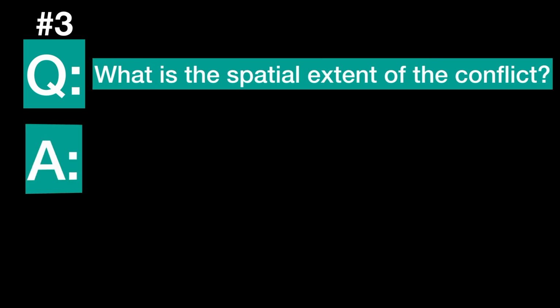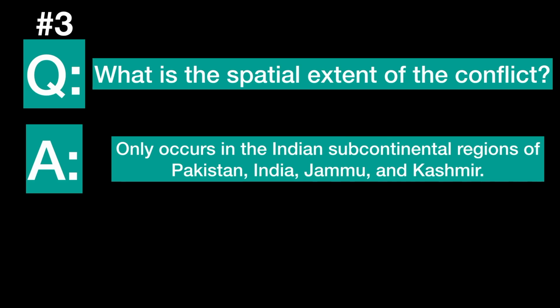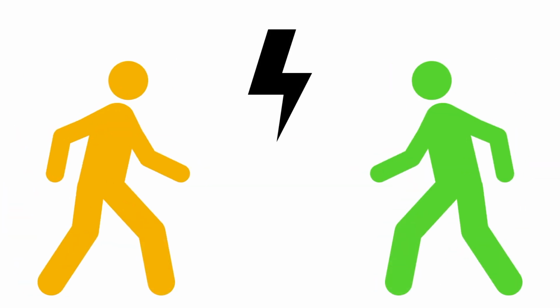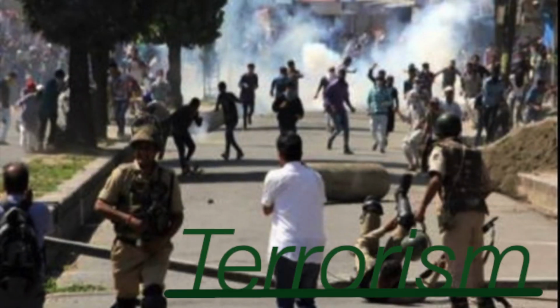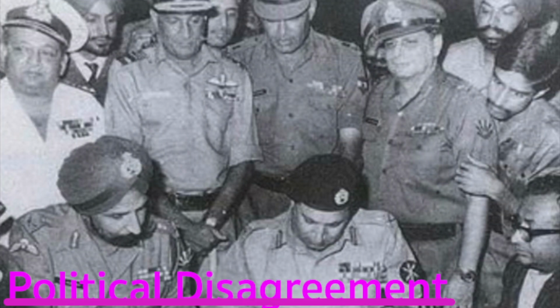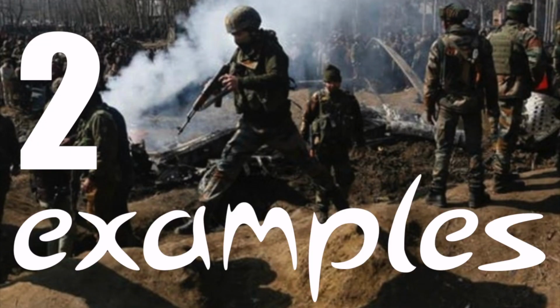So what is the spatial extent of the conflict? The answer is the Indian subcontinental regions of the conflicted parties, Pakistan and India, and the territorially disputed parties, Jammu and Kashmir. The forms in which this conflict endures include direct fighting, terrorism, and political disagreement.